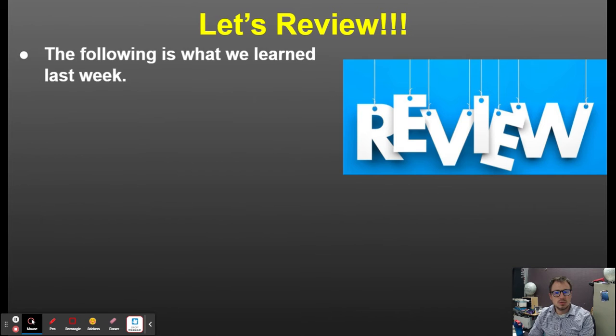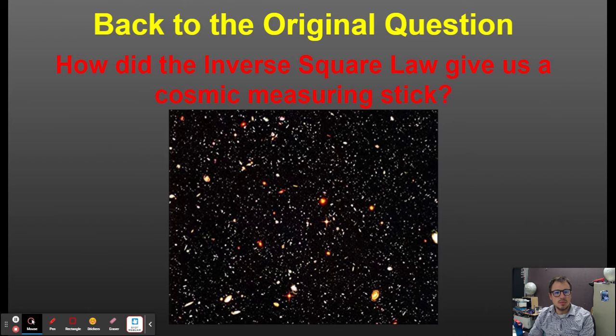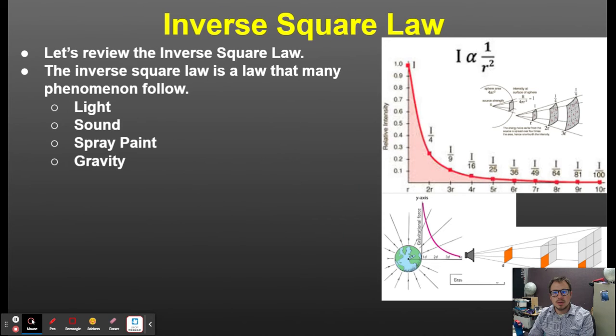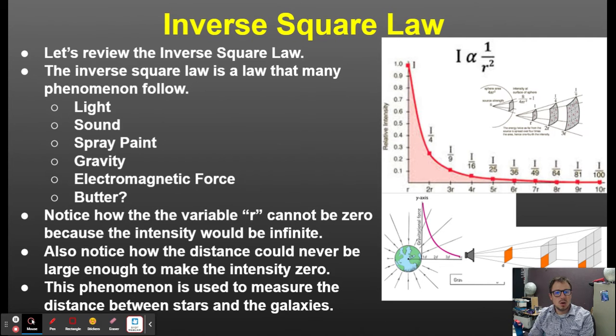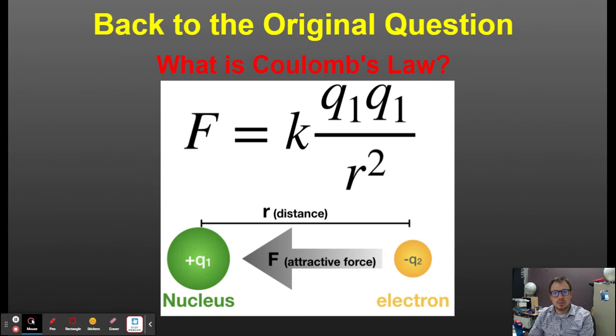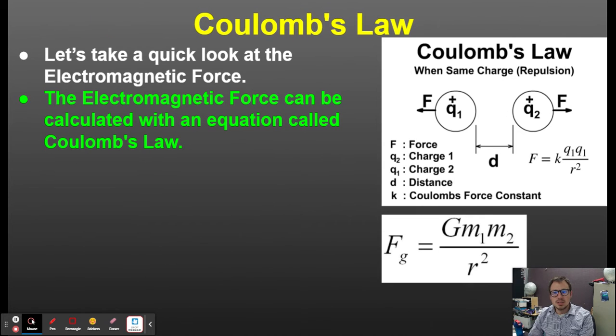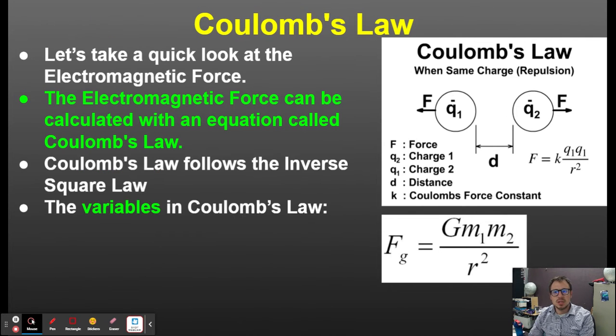So let's go ahead and review what we learned this week. We started off with the Coulomb's Law Lab, and then we talked about the inverse square law, right? Light, sound, spray paint, gravity, and electromagnetic force all follow the inverse square law. The electromagnetic force can be calculated with an equation called Coulomb's law.